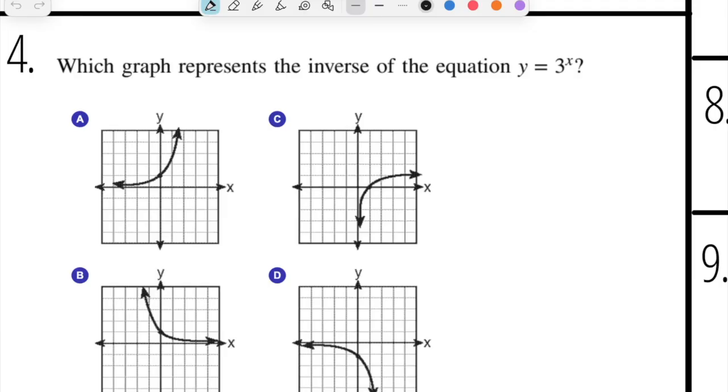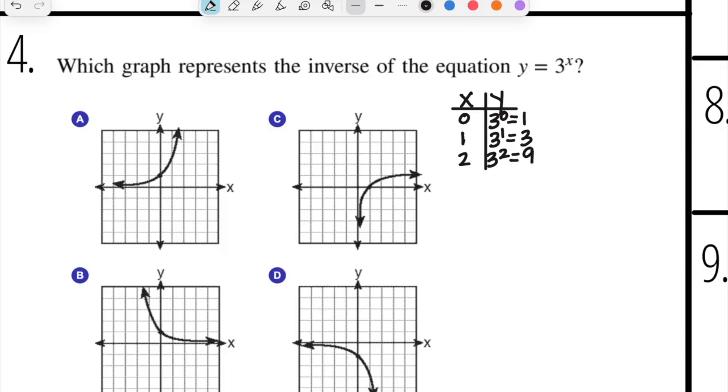All right, so for number 4, it says which graph represents the inverse of the equation y equals 3 raised to x. The first thing I would need to do is at least figure out the values of the original. I could graph it in Desmos, or plug in some values, whatever works. If I plug in 0, 3 raised to 0 equals 1. If I have 1, 3 raised to the first power is equal to 3. And if I have 2, that's 3 raised to the second power, which equals 9.